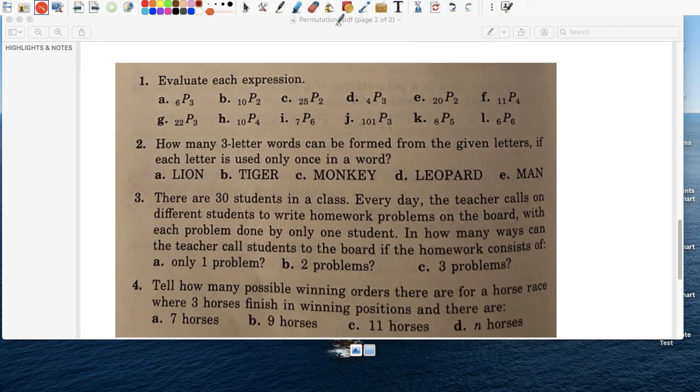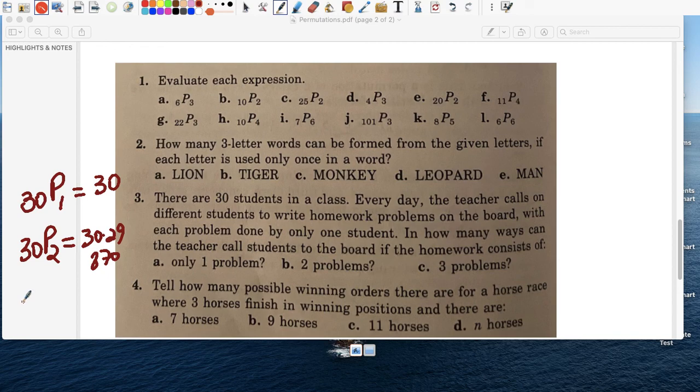There are 30 students in the class. Every day the teacher calls on a different student to write homework problems on the board, with each problem done by only one student. How many ways can the teacher call students to the board if the homework consists of only one problem? So there's only one problem and 30 students. Well, 30 different students can come in. When there are 2 problems, there are 30 students and we've got to take 2 of them, so we go 30 times 29. So with 2 problems on the board, we can have 870 different pairs come up to the board.